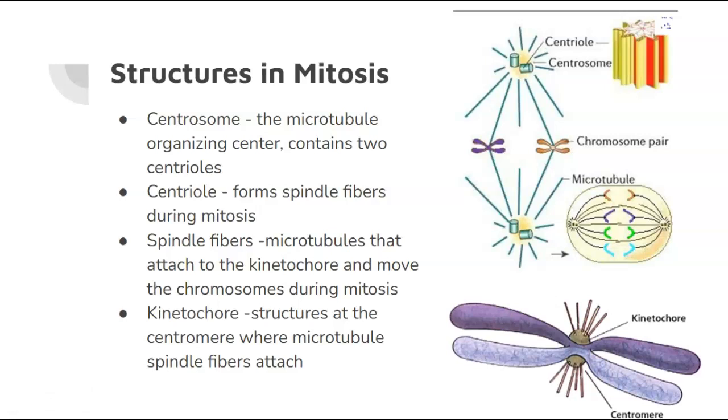Continuing on with structures that you'll need to know for this, there's a centrosome. I know, there's so many terms, I'm sorry. There's a centrosome, which is the microtubule organizing center. You have two centrosomes here, okay? On each side of the cell, you'll have a centrosome. From those centrosomes, you have centrioles, which form spindle fibers during mitosis. So these like Spider-Man web shooter things, those are coming from a centriole.